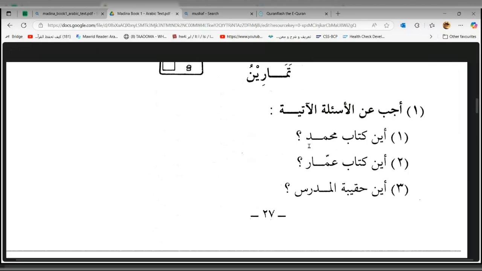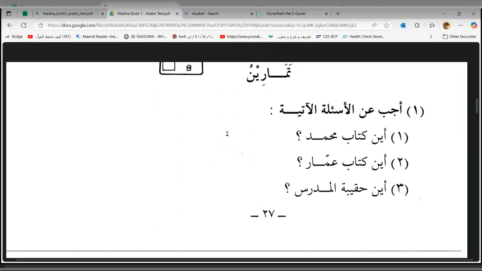Aina kitabu Muhammad. Where is Muhammad's book? Can anyone try to respond? أين كتاب محمد. You can respond: first of all, we need to replace Kitab Muhammad with a pronoun. So you say huwa alal maktabi. It is on the desk. هو على المكتب.